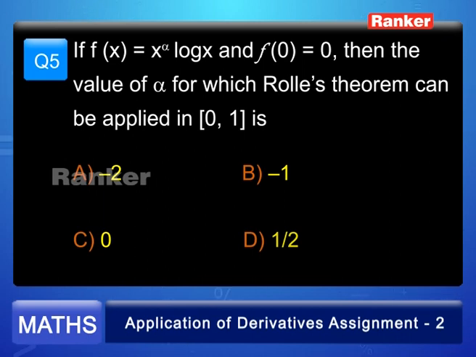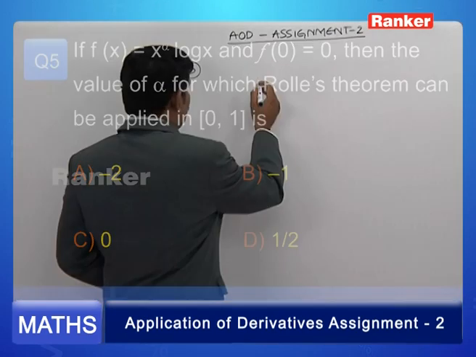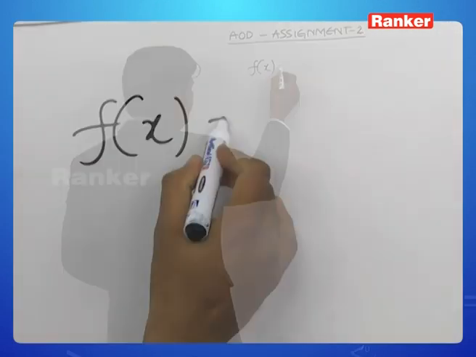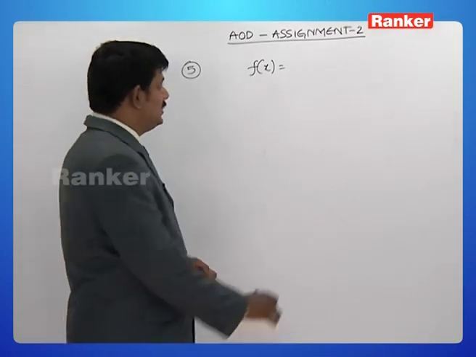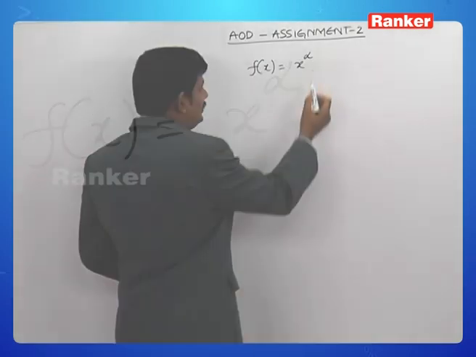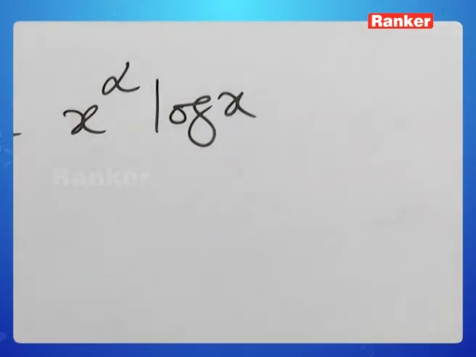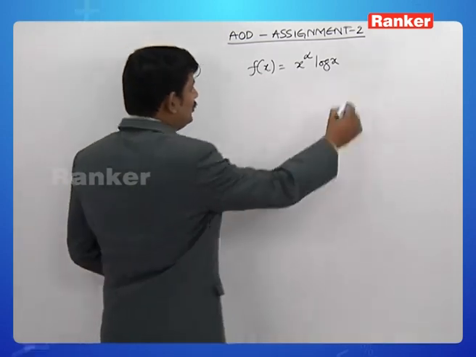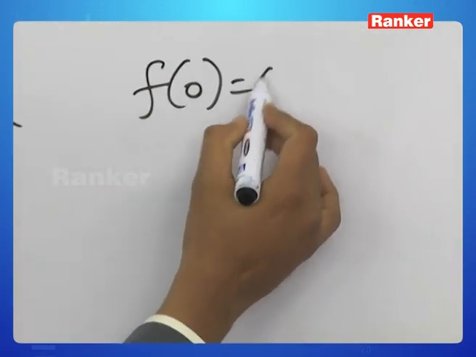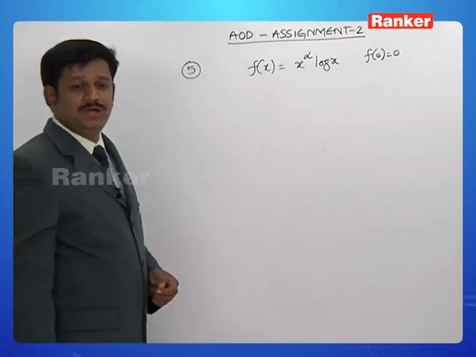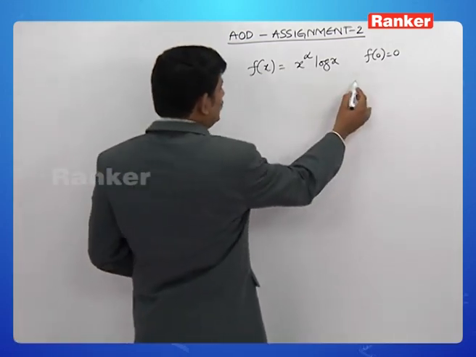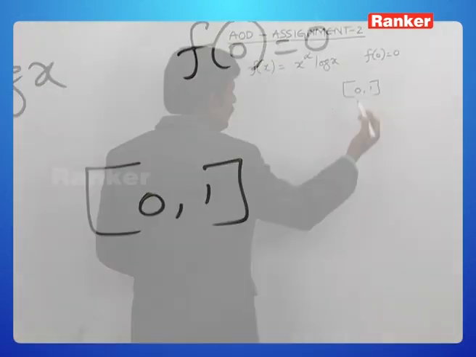Next question: if f of x is equal to x power alpha log x and f of 0 is equal to 0, then the value of alpha for which Rolle's theorem can be applied for the function in closed interval 0 to 1 is. We have to find the value of alpha such that, for the function f of x equal to x power alpha into log x, where f of 0 is 0, we should be able to apply Rolle's theorem in the closed interval 0 to 1.